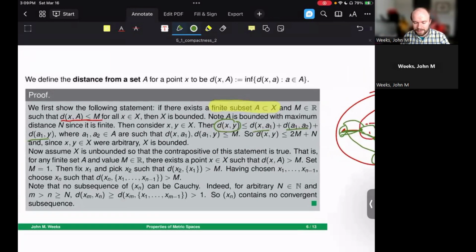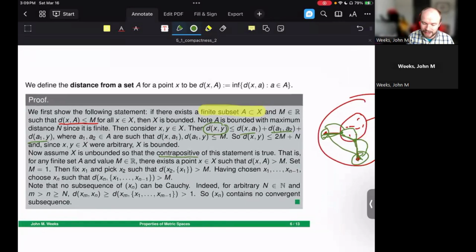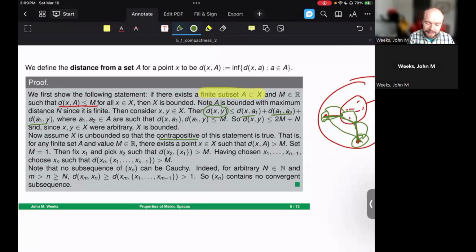Now let's assume that X is unbounded, so that the contrapositive of this statement is true. So X is now unbounded, which means I get to negate the first part of this sentence. Now, for any finite set that I choose and any value of m, there's going to exist a point x in the space X such that the distance from x to that set A is greater than m. Now, what I'm going to need is just m equals 1. So I'm going to say that from here on out. Let's fix a point x1, just any arbitrary point inside of our space. And let's pick x2 so that the distance from x2 to the set containing x1 is greater than this value 1, or m, as we've been writing it.